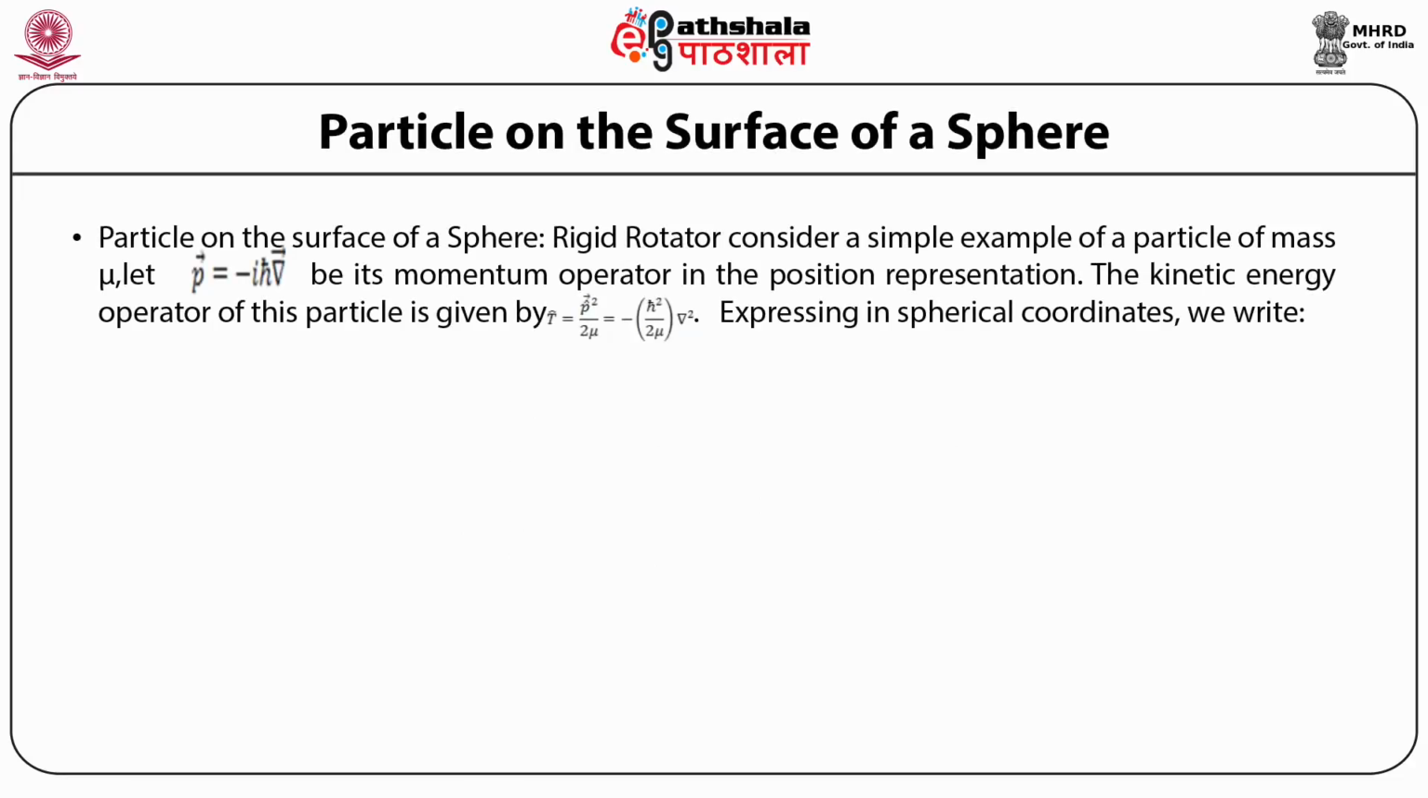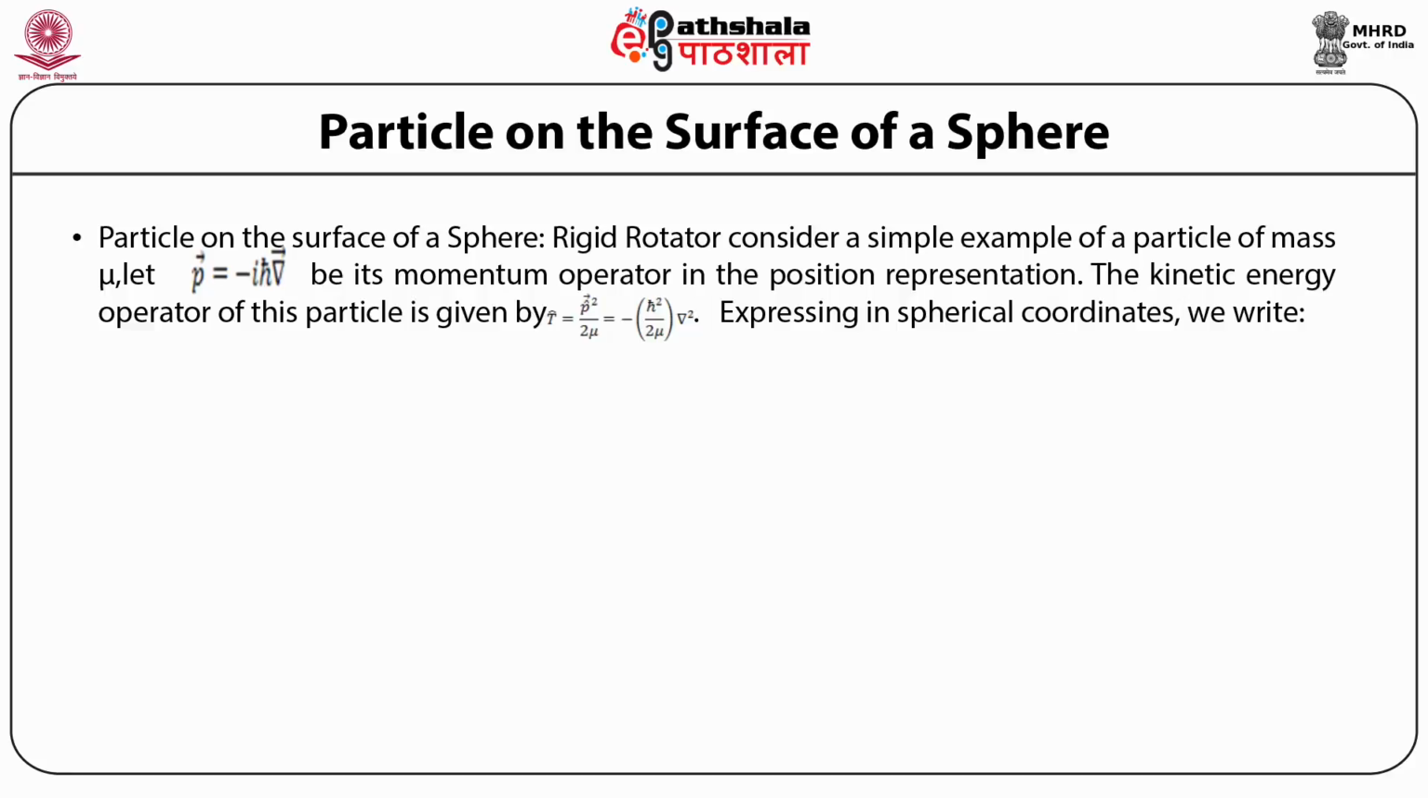Particle on the surface of a sphere. Now let us consider the case of a particle on the surface of a sphere, which we normally know as the rigid rotator. That is, the particle is constrained to move on the surface of the sphere. Such a configuration is known as the rigid rotator. So in order to study the rigid rotator, let us consider a simple example of a particle of mass mu, and let the linear momentum vector be defined as minus i times h cross times del vector.